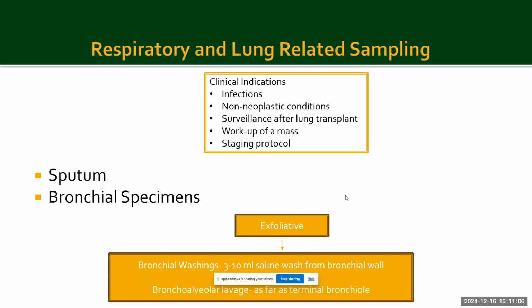Similarly, bronchial washing can be done in conjunction with a bronchial brushing when they are suspecting a mass lesion or they are suspecting an infection. So it's more based on anatomic location, like how far the wash is done, right? Yes, that's correct. Okay, thank you so much.